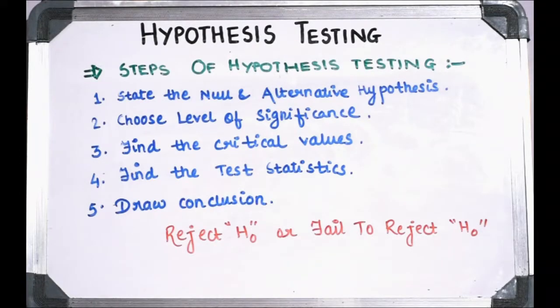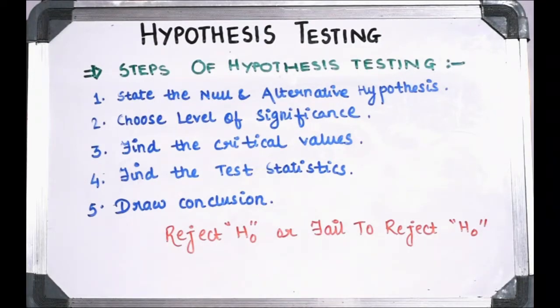So friends, let us have a look at the steps that are involved in hypothesis testing. So there are 5 steps. Let us go through the steps and we'll discuss in detail about each of the steps. So let us first go through the 5 steps. The first step is state the null and alternative hypothesis. The second step is choose the level of significance. The third step is find the critical values.